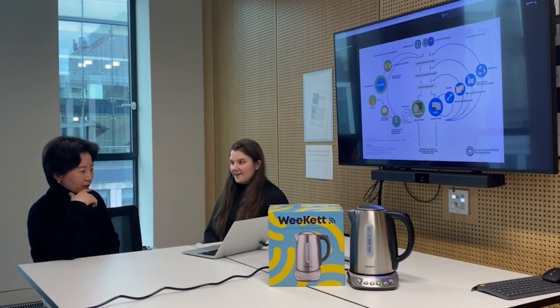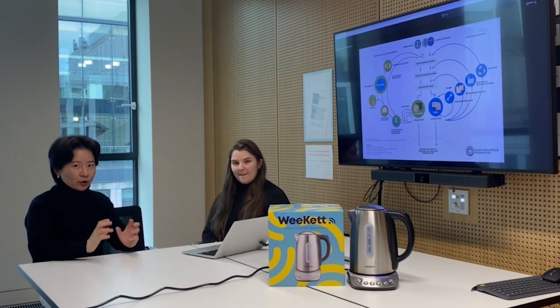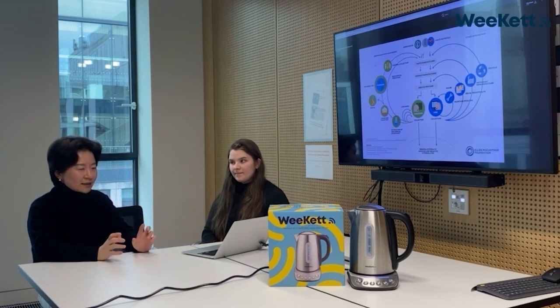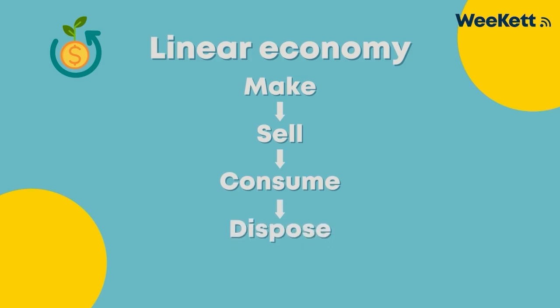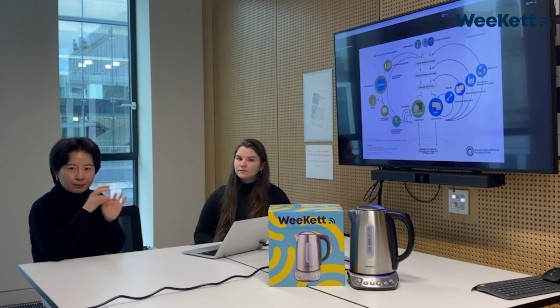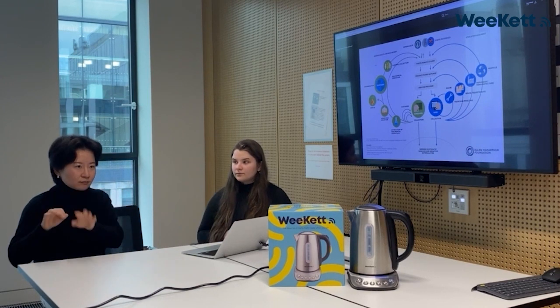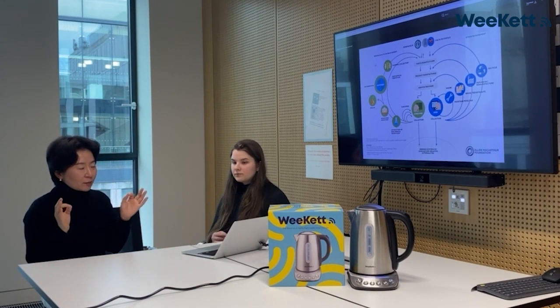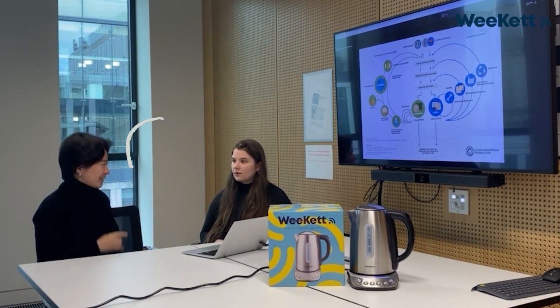Circular economy in plain terms is, in contrast to the linear economy we live in. A linear economy is: we make it, we sell it, we consume it, and we dispose of it. Once we're done with it, we chuck it away and we bin it. From the beginning, we extract it from nature, consume it, finish using it, and then bin it. That's the linear economy. Whereas in a circular economy, things go in a circle.